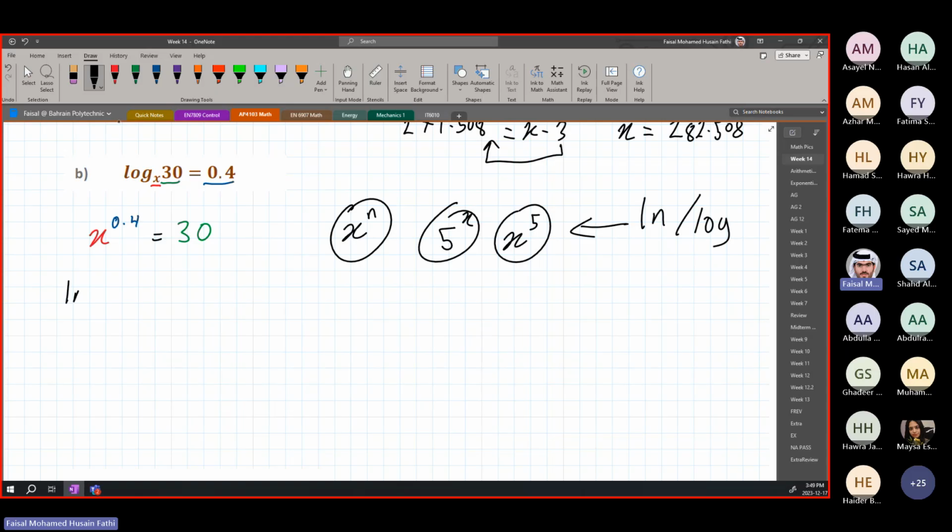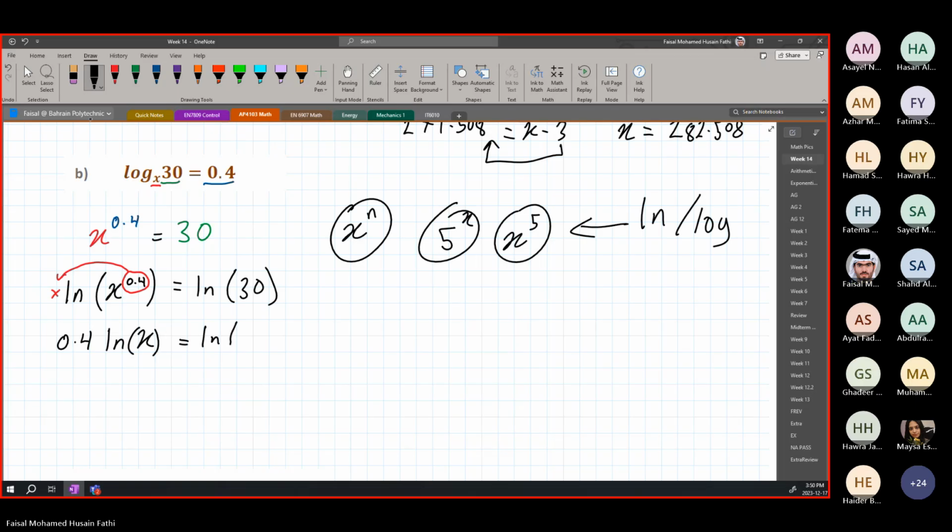Let's apply ln again to both sides. So ln of x to the power of 0.4 is equal to ln of 30. Anything you do to the left, you have to do to the right of the equation. Okay? The rules of logarithms tell us that we can take this 0.4 outside and multiply it. So let's do that. 0.4 times ln x is equal to ln of 30. We will divide both sides by 0.4.